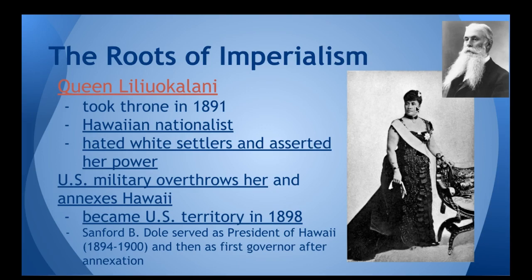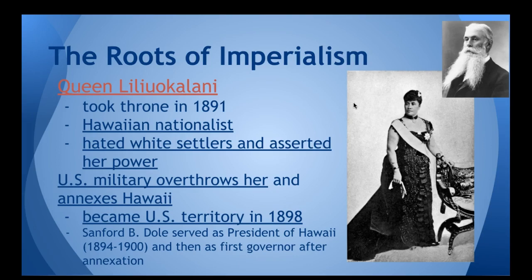In 1891, Queen Liliuokalani is going to take the throne in Hawaii. So at this point, Hawaii is its own independent nation with a monarch. Queen Liliuokalani was a Hawaiian nationalist, so she believed that Native Hawaiians should have the most power in Hawaii, that it shouldn't belong to the white settlers.